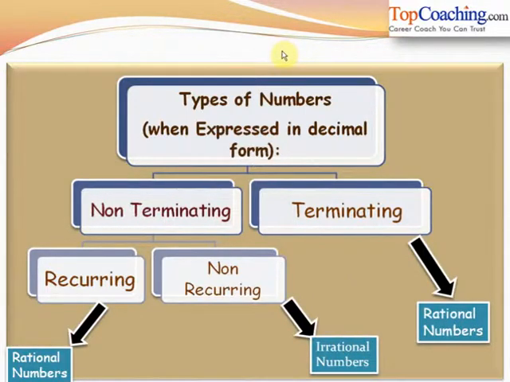So any number can be expressed in the decimal form. Now there are two cases, either the decimal form could be terminating or it could be non-terminating. If it is terminating, then such a number is a rational number. And again, if it's non-terminating, there are two cases. The first is it could be a recurring decimal or it could be a non-recurring decimal. If it's a recurring decimal, then it is a rational number, and if it's a non-terminating, non-recurring number, then it is an irrational number. So that's the basic difference between irrational numbers and rational numbers. Irrational numbers have non-terminating and non-recurring decimal representation.